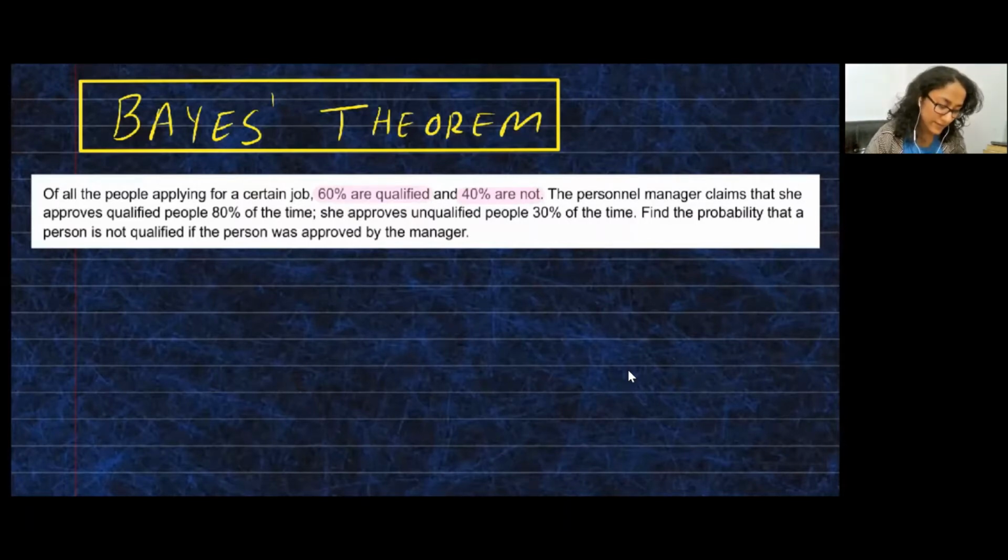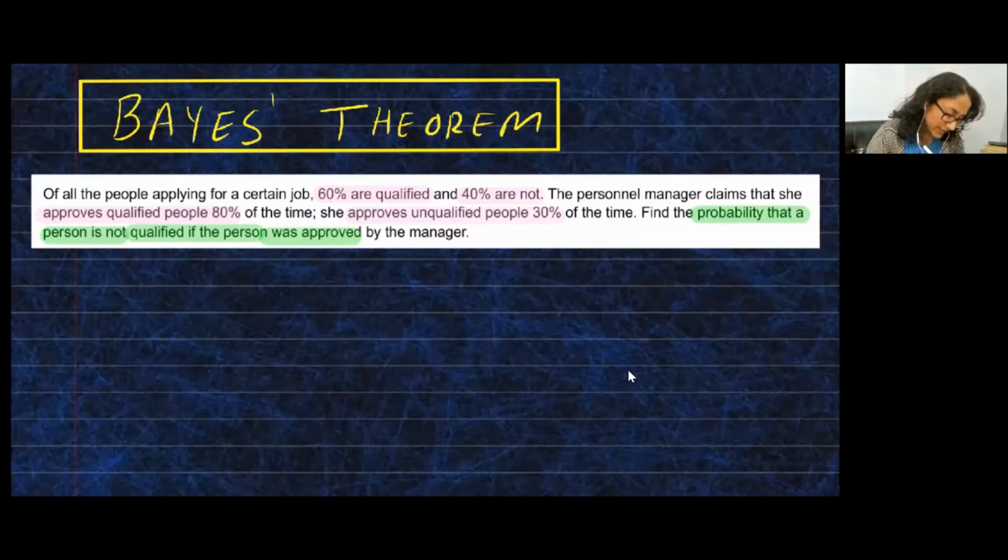And we are also given that the personnel manager claims that she approves qualified people 80% of the time, and she approves unqualified 30% of the time. And we want to find the probability that a person is not qualified if the person was approved. So this involves using Bayes' theorem. So we'll be deriving the formula before finding the probability. So let's go ahead and do that.